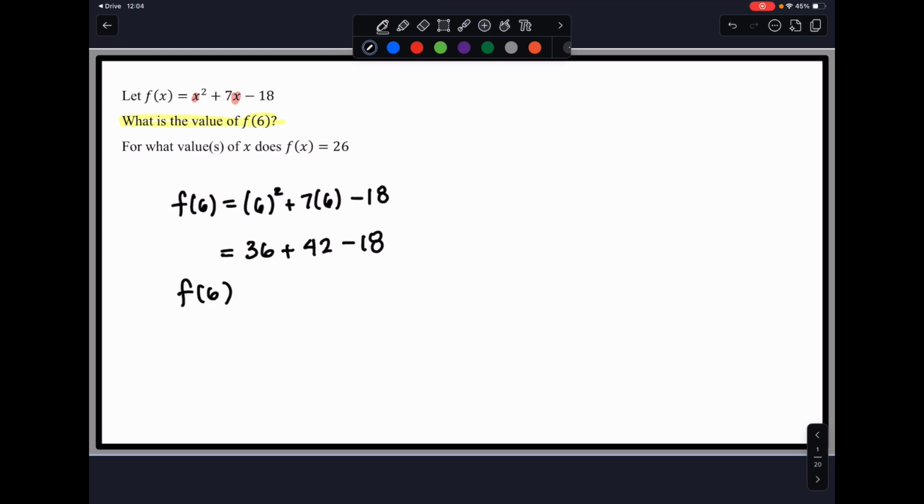So adding these numbers together and subtracting 18, 36 plus 42 is a total of 78, minus 18. That's a total of 60. So there's the value of f of 6.